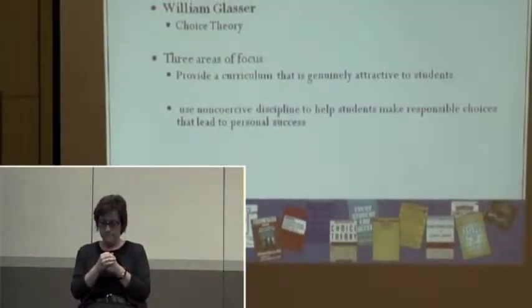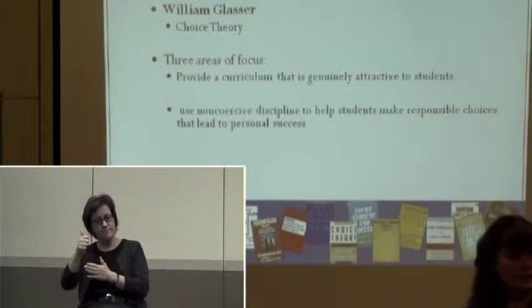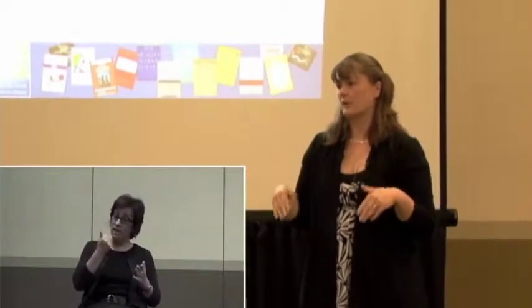Use non-coercive discipline that helps students make responsible choices. So basically what you're saying is, look, here are your choices. This one might be a better one. You talk about the consequences of each choice, and you're really helping students develop that internal voice: all right, here are my choices. This is going to have a negative outcome. This one's going to have a positive outcome. Which one should I do?